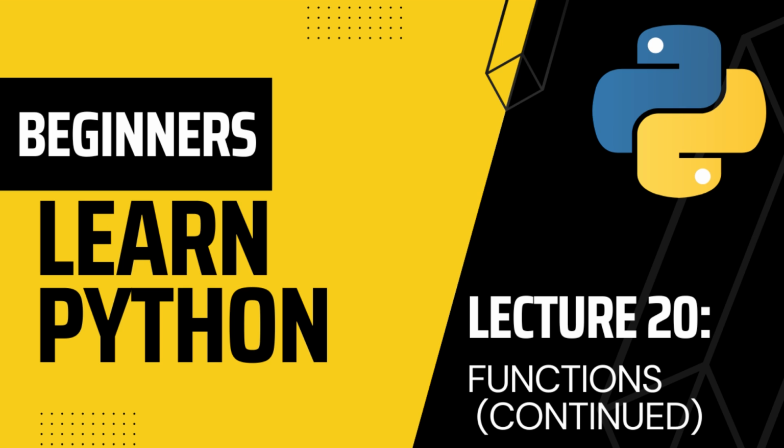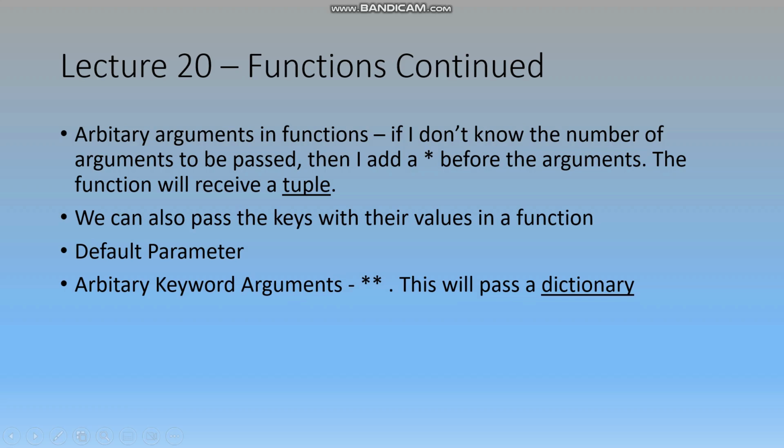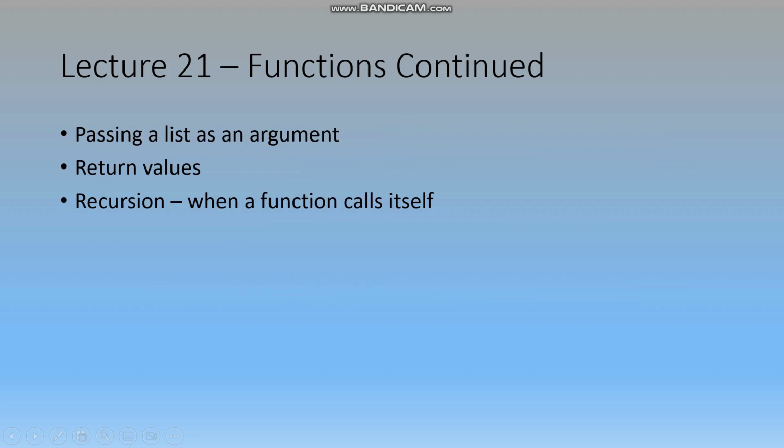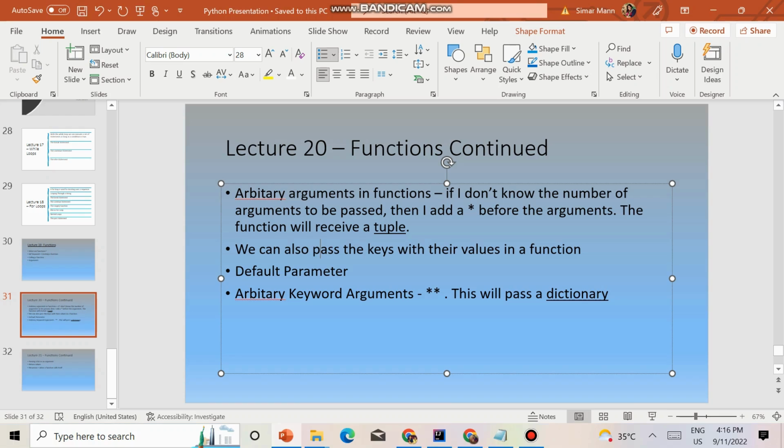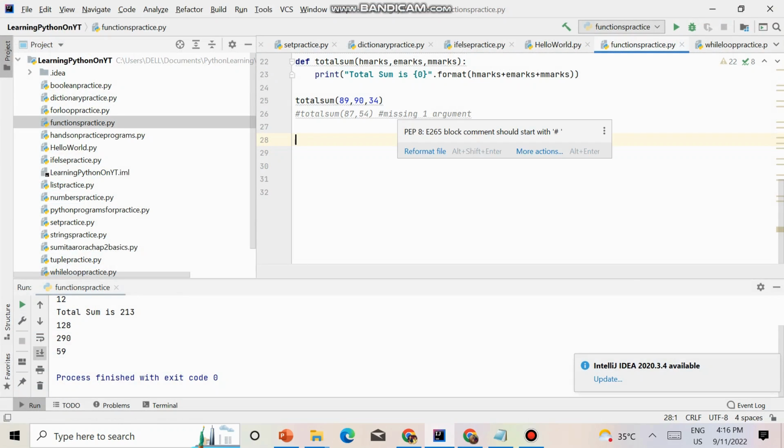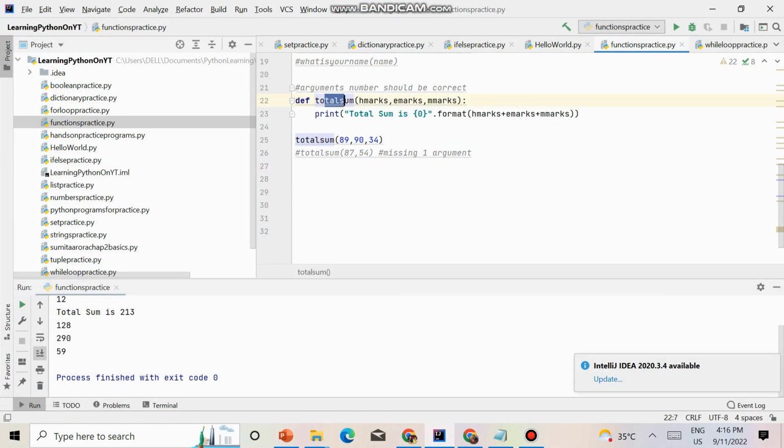So let's do lecture 20, where we'll continue with the functions. Now arbitrary arguments, whatever I explained to you last time: if I have a fixed number of arguments, then we cannot change that number, but using arbitrary arguments, with a star, we can. In this case it will receive a tuple. We can also pass keys with their values, have default parameters, and do arbitrary keyword arguments. We can pass a dictionary. Okay, so we'll do it. This was the thing that we were doing, right? And we got an error.